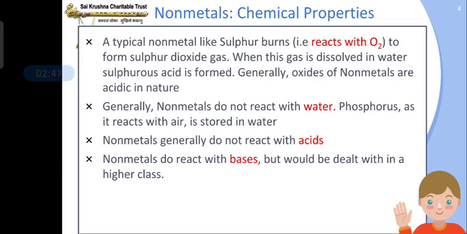Generally, non-metals do not react with water. Phosphorus, as it reacts with air, is stored in water. Why is it stored in water? Because it does not react with water. Non-metals generally do not react with acids, whereas metals react with acids. Non-metals do react with bases, but that will be dealt with in a higher class.